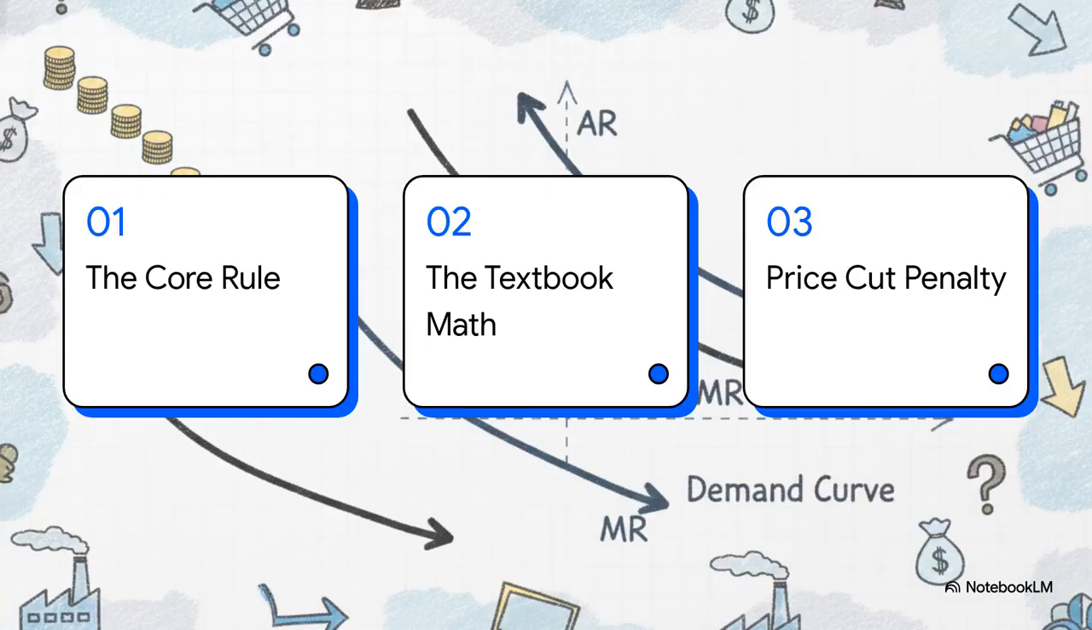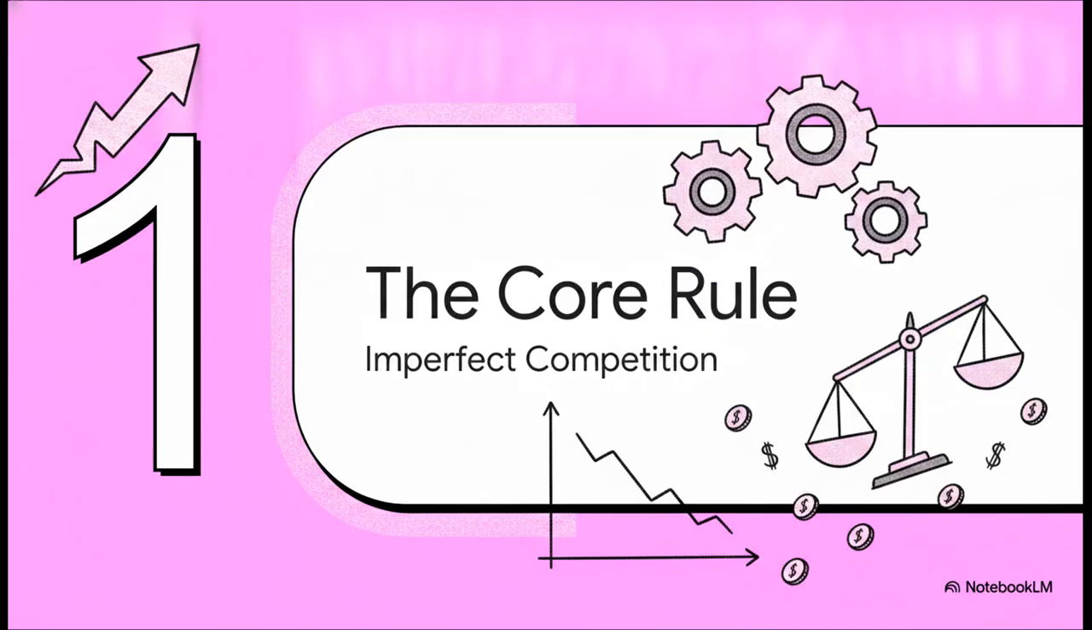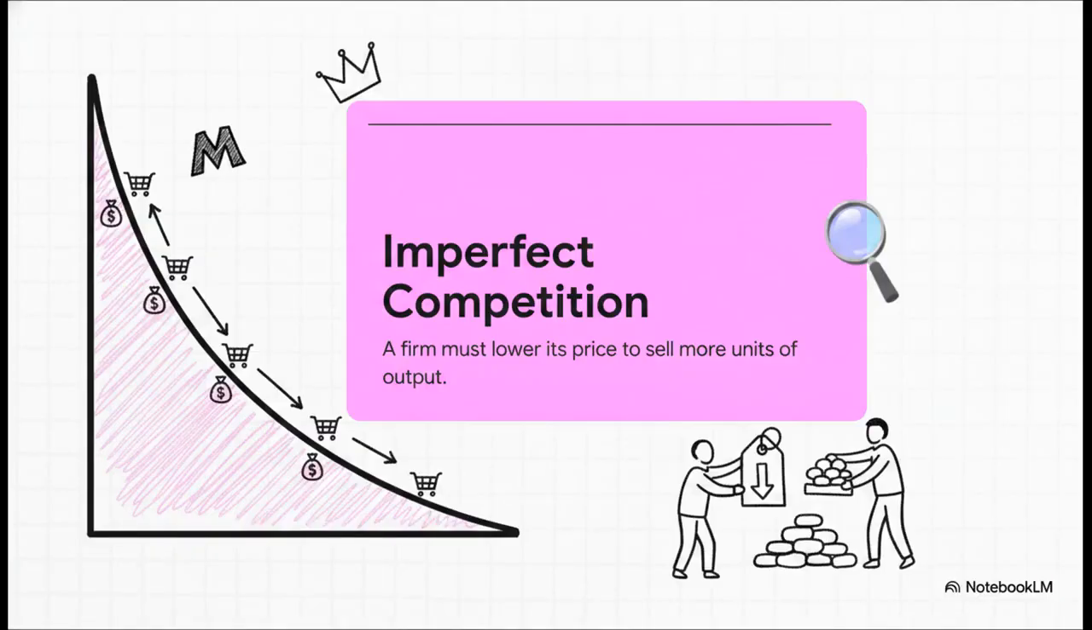Here's our roadmap for today. We've got 3 parts: the core rule, the textbook math, and the price cut penalty. All right, Section 1, the core rule. To make sense of the math we'll see later, we really need to understand the environment we're operating in.